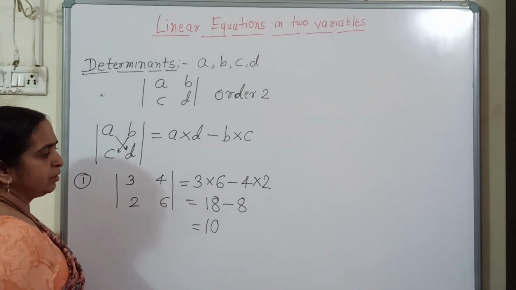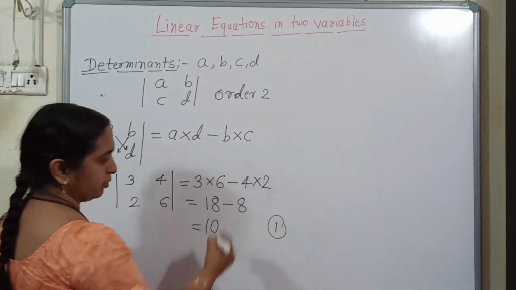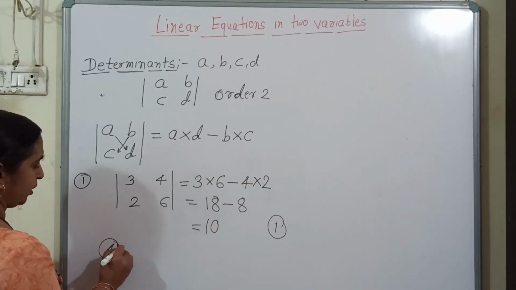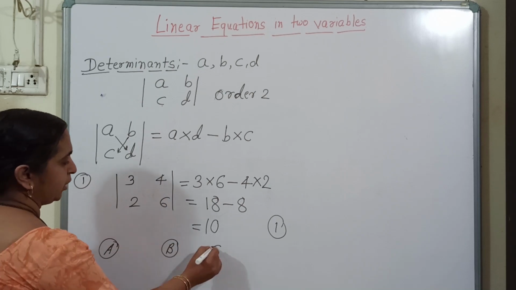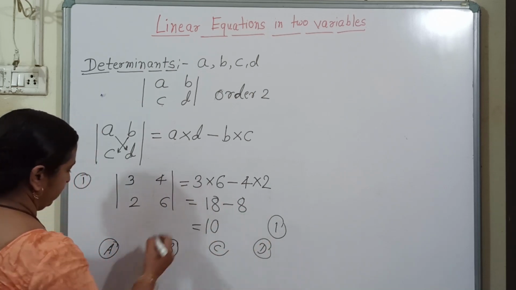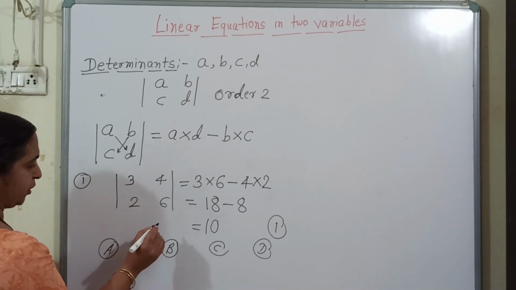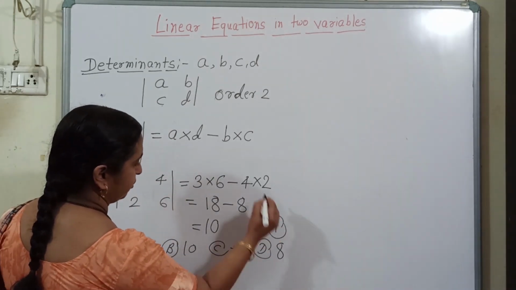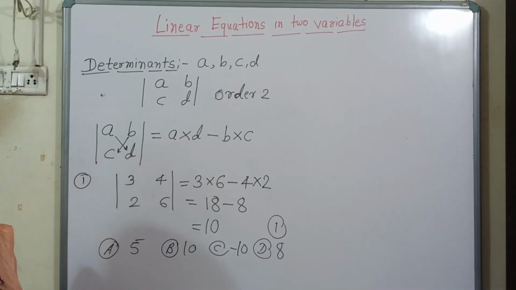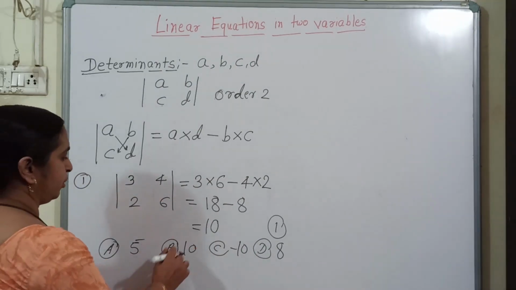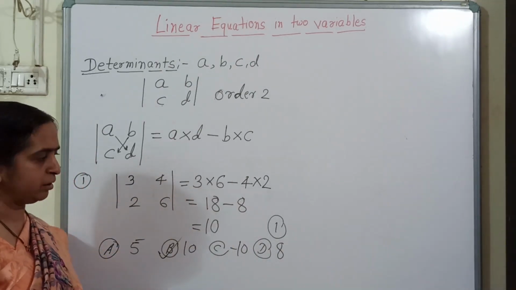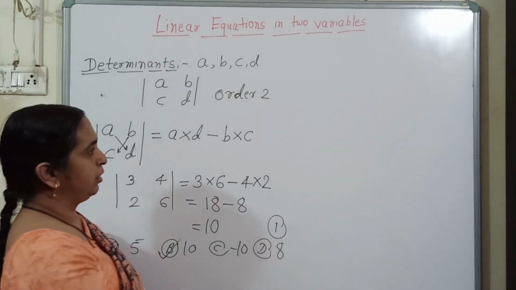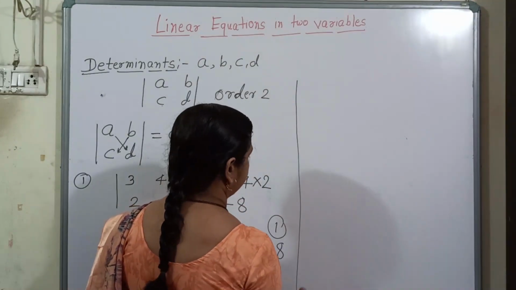This may be our 1 mark question. Objective question. There may be 4 alternatives A, B, C and D. Suppose A is 5, B is 10, C is minus 10 and D is 8, and you have to choose the correct alternative. Correct alternative is B, 10. This may be our 1 mark question. Now we consider second example.